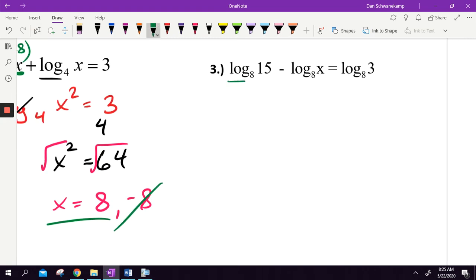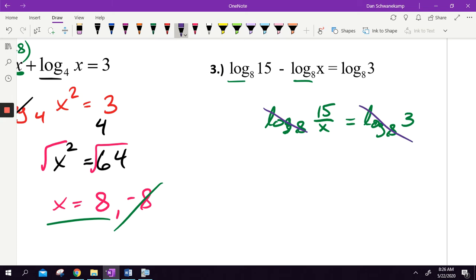Log base 8 of 15 minus log base 8 of x is equal to log base 8 of 3. First thing I've got to do is condense it. That says log base 8 of 15 minus x, so we're going to go 15 divided by x. Now I can cancel the log base 8s because I've got the same thing on both sides. 15 over x is equal to 3.